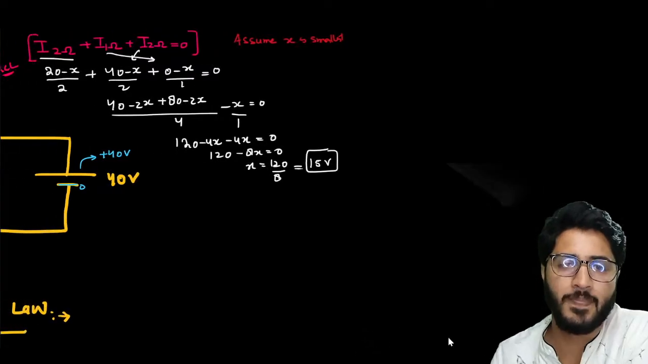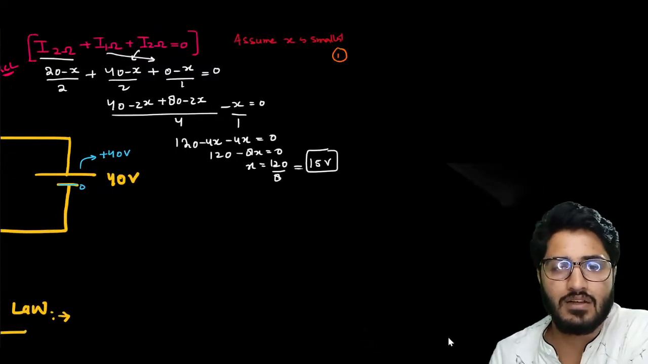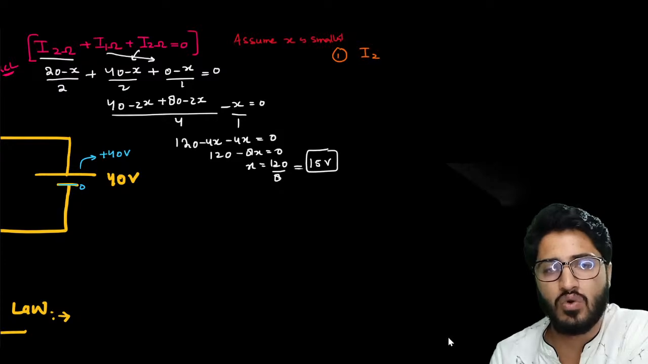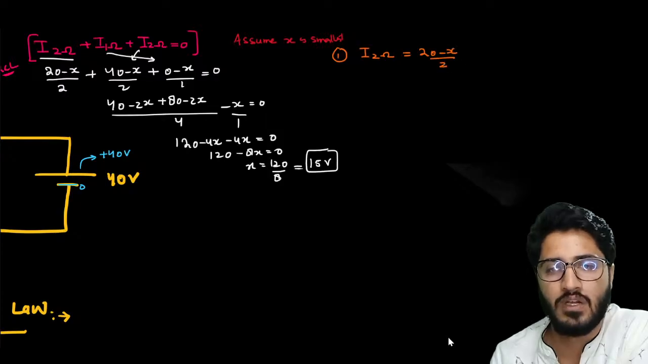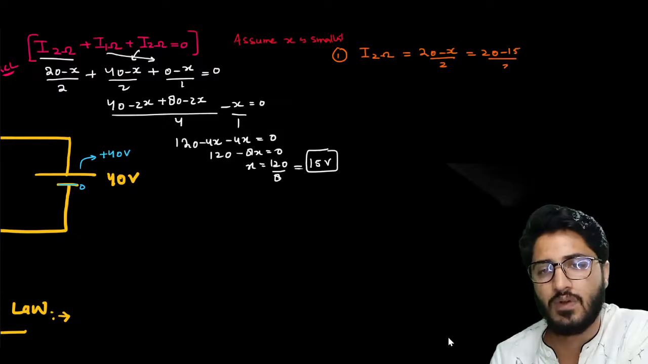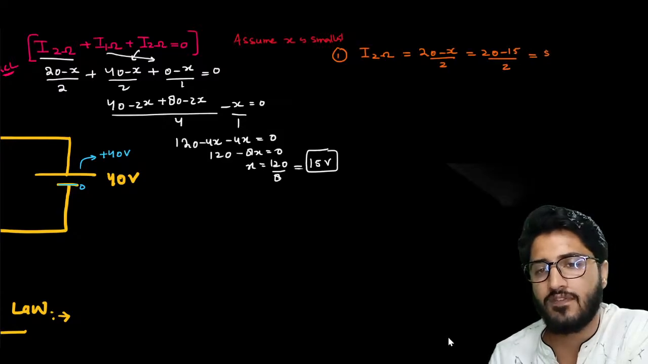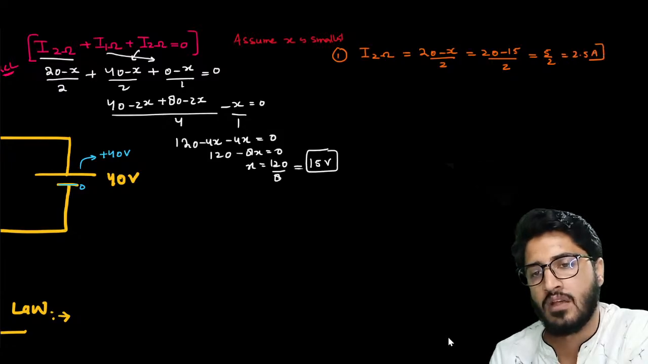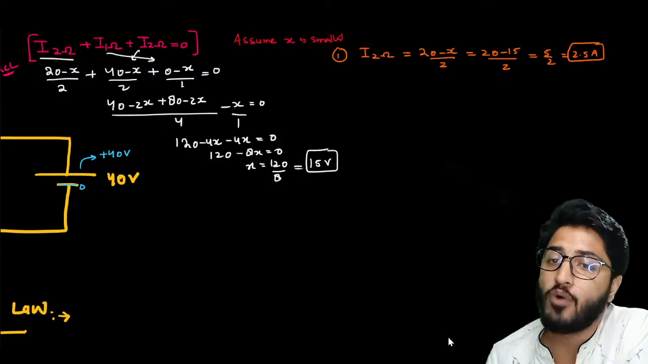Okay, look better. So what I can write, current through 2 ohm, it came out to be 20 minus X divided by 2. So 20 is 20, X is 15 by 2. 20 minus 15 is 5 by 2. 5 by 2 is 2.5 ampere. Look, it came out to be positive.